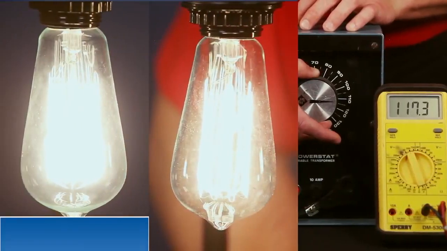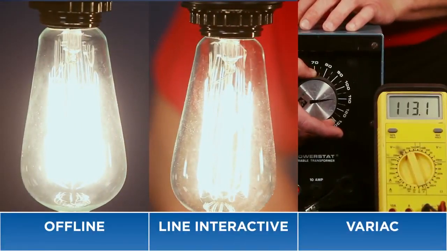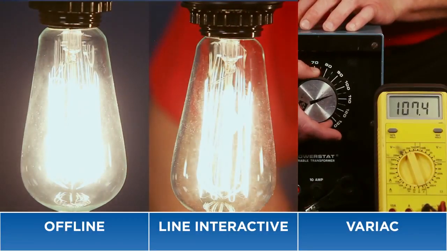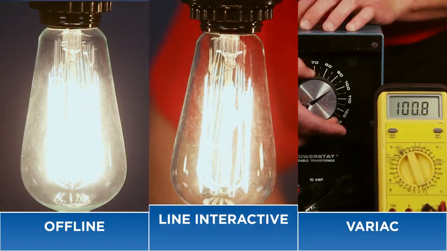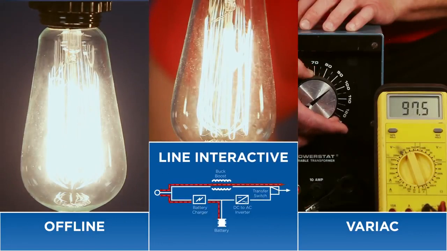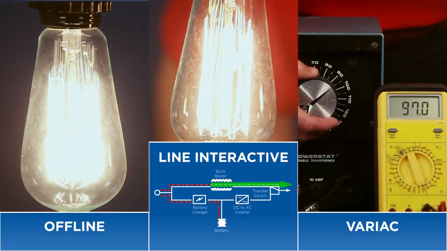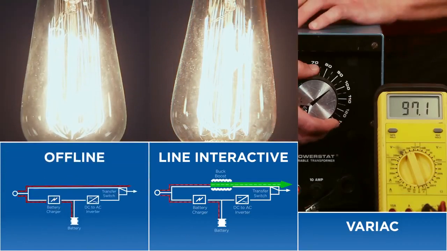As we lower the voltage coming into these UPSs, you'll see that the offline and line interactive UPS loads actually dim. This is because they're not conditioning the power fully. As we drop low enough, the line interactive should click over to its buck boost transformer, raising the voltage enough to keep it into a tighter tolerance for the IT load. You'll notice that both of these are dimmer than the online UPS.